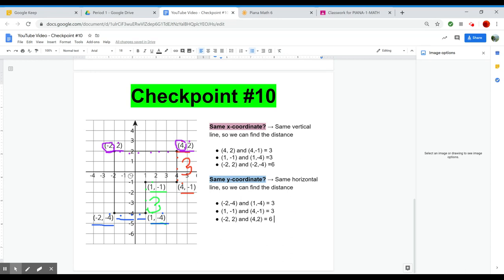Now to find the perimeter, we're going to add all of these numbers up. So the perimeter is going to equal 3 plus 6 from this section up here, and then the other distances from the horizontal lines, 3 plus 6, which equals 24 units. So the perimeter of this entire shape is 24.